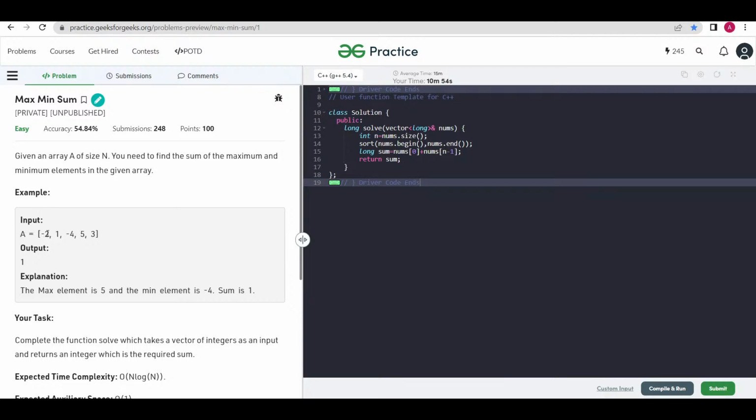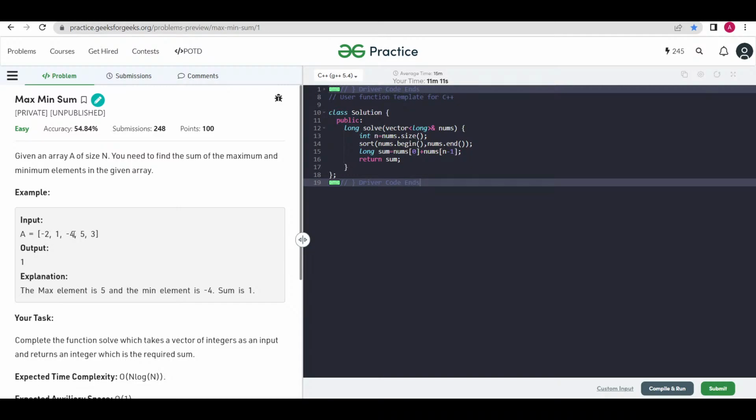We are given the array that is minus 2, 1, minus 4, 5 and 3. So what we need to do is pick the maximum element and the minimum element, and then we need to sum those elements, and then we need to return the result. So the minimum element in this particular array is minus 4.